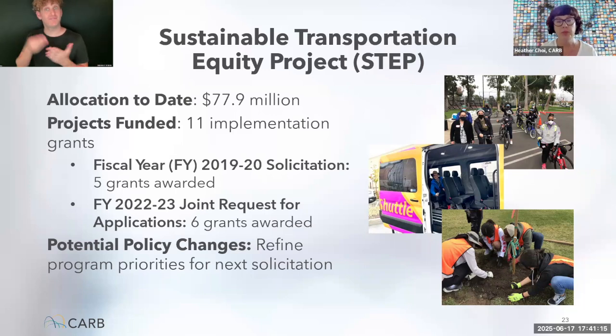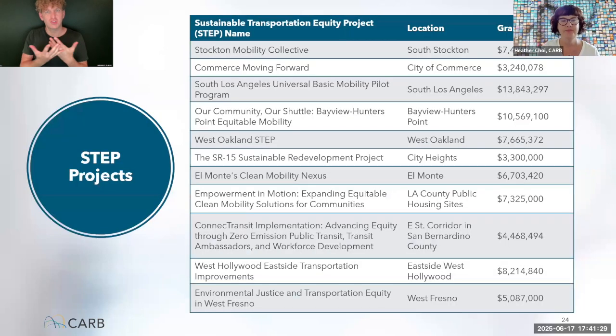For the next year, STEP will continue supporting existing grantees and improving administrative processes. Grantee feedback, analysis of past applications, and outreach may shape program priorities for a future solicitation. Now you can see on this slide the list of projects from STEP. The 11 implementation projects funded by STEP are located in low-income and disadvantaged communities across the state, primarily within the core of metropolitan areas.